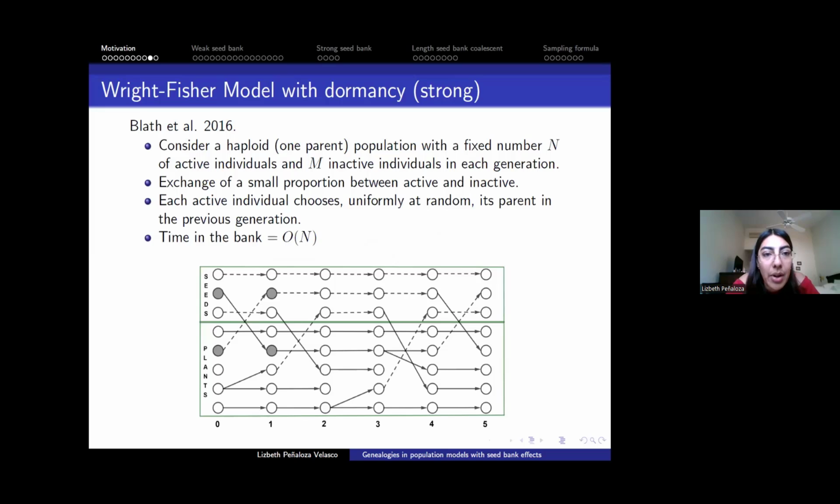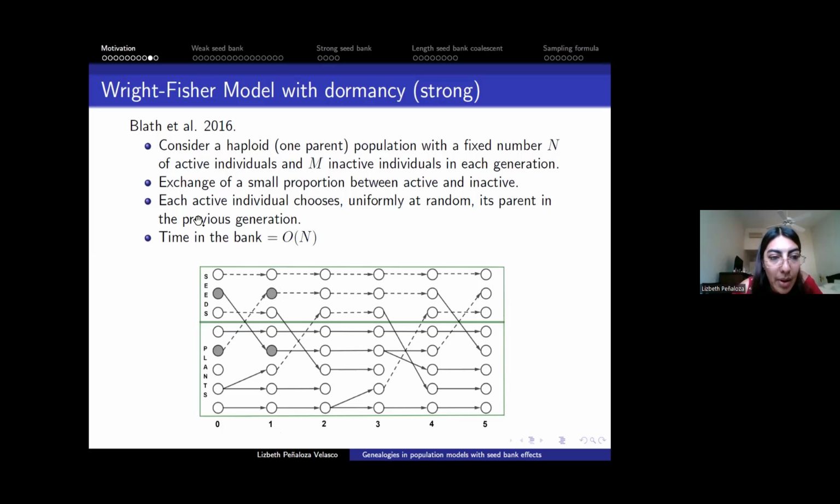There is another kind of Wright-Fisher model with dormancy, which we call strong dormancy, because in this model there are 2 kinds of population. One population is the active individuals, which we also call plants. And we also have inactive individuals, which we call seeds. In every generation, we have the same size of the population. That means if we have 5 plants in generation number 1, we need again 5 plants. And if in generation 0 we have 3 seeds, we need again 3 seeds in generation number 1.